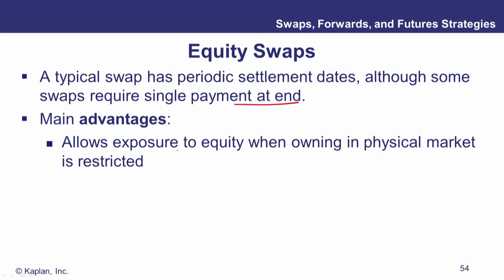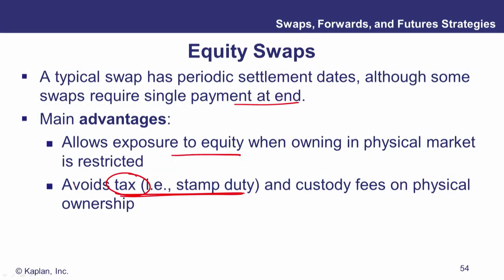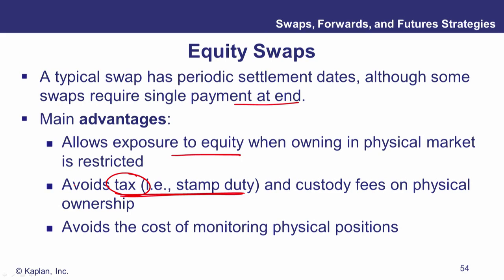So it does allow exposure to equities when you're actually restricted from owning the physical shares themselves. It can avoid stamp duty or taxes that are incurred when you actually take legal ownership of an asset. Stamp duty is a tax that is paid when legal ownership of an asset is transferred, and you can avoid that through derivatives. You can also avoid custody fees on physical ownership. You can also avoid the ongoing monitoring of physical positions, making decisions in corporate actions, that sort of thing, because you're involved in a derivative and those corporate actions will not flow directly to you.